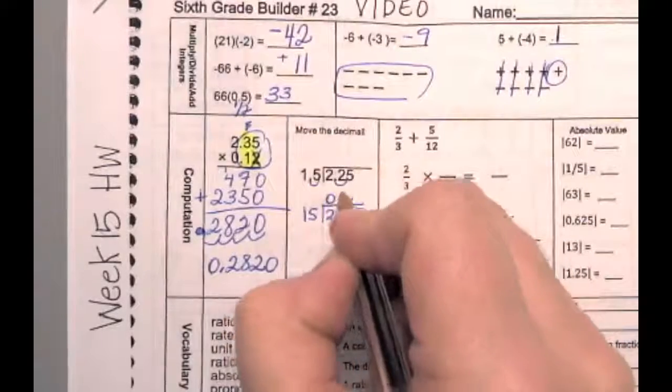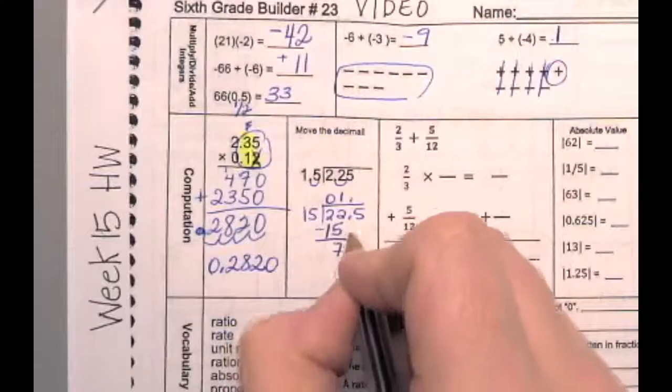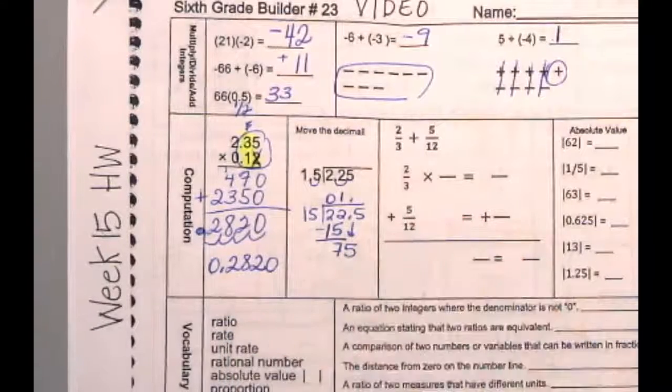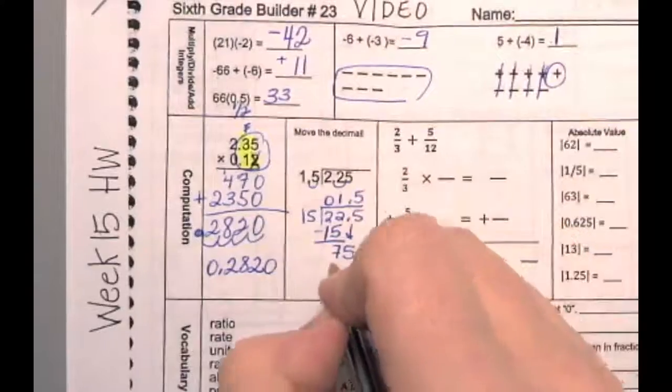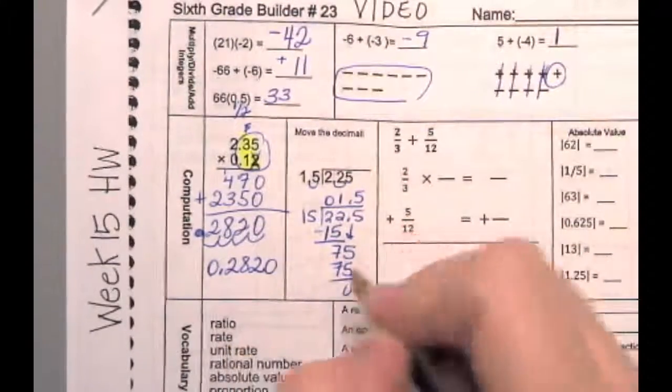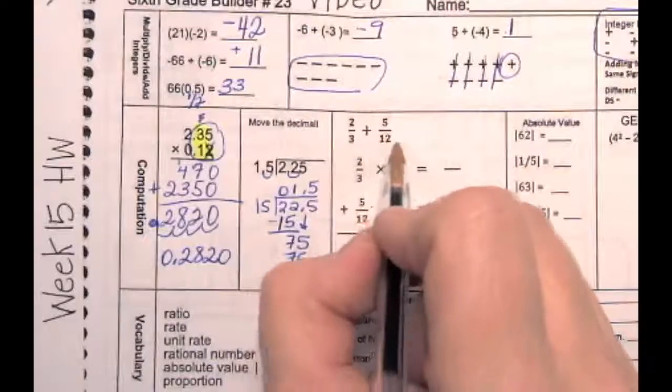All right, 15 goes into 22 one time. You subtract, you get 7, drop the 5, and 15 into 75 would go 5 times. And you're done.